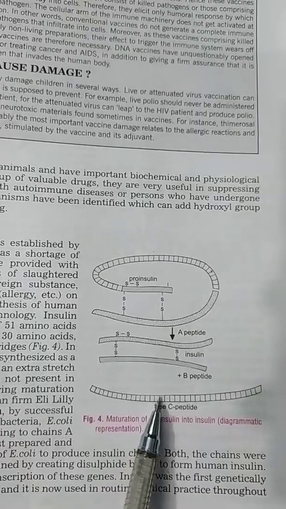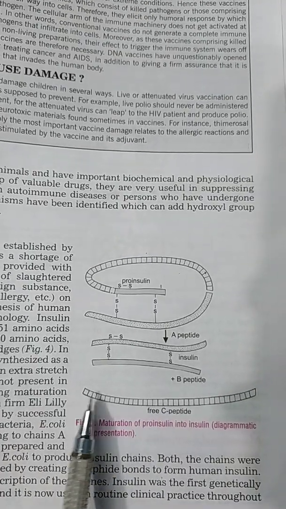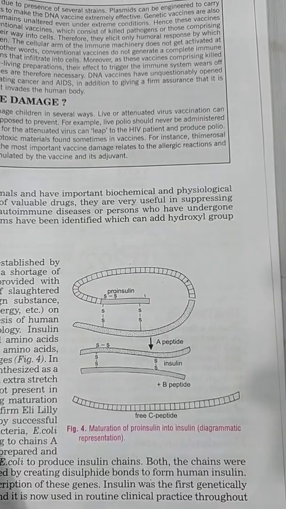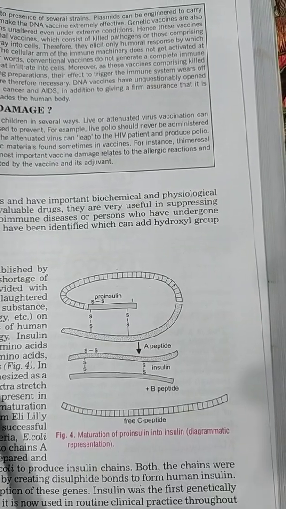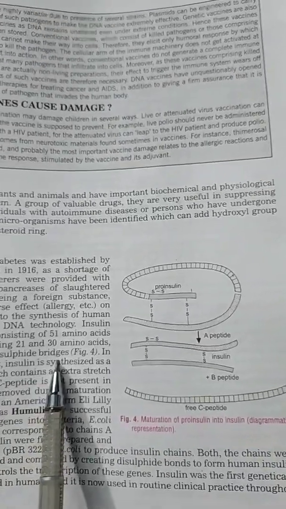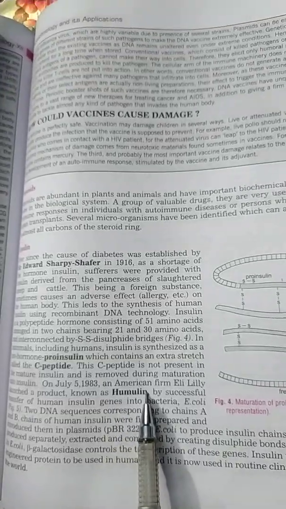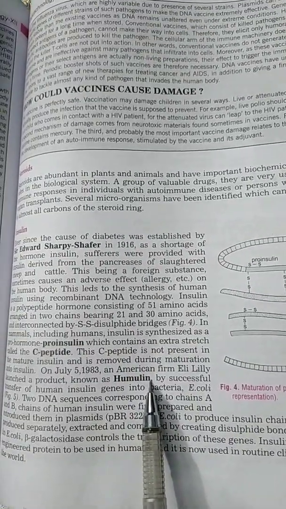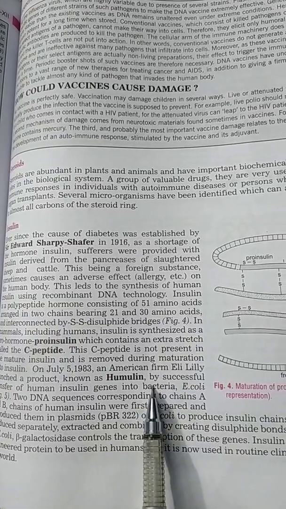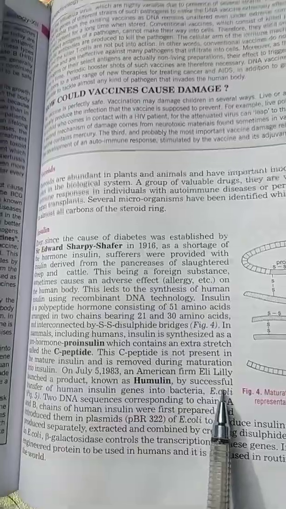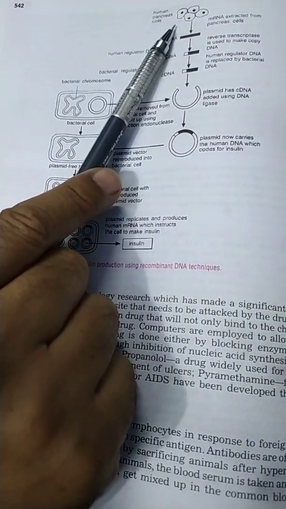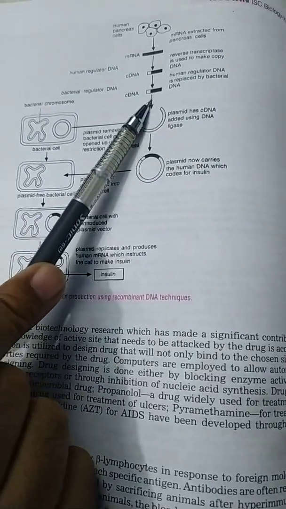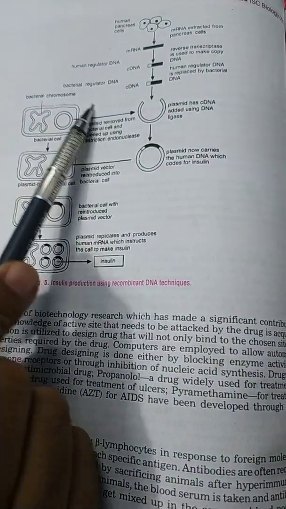On July 5th, 1983, there was an American firm called Eli Lilly. This firm launched a product called Humulin. What was the product that was launched? This product, known as Humulin, was launched by successful transfer of the human insulin gene into the bacteria E. coli. If you see here, from the human pancreas cells, the insulin gene was incorporated into E. coli. You see the bacterial chromosome here.